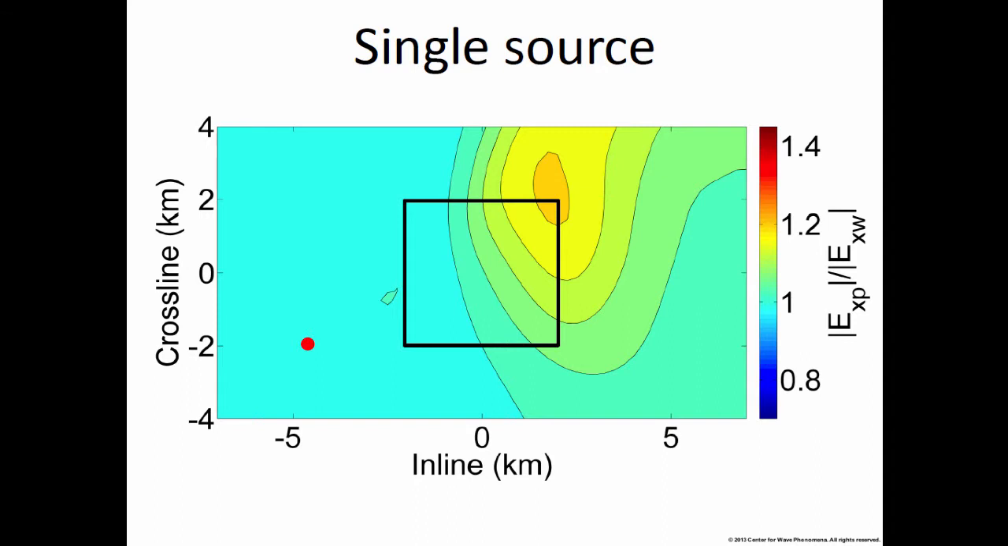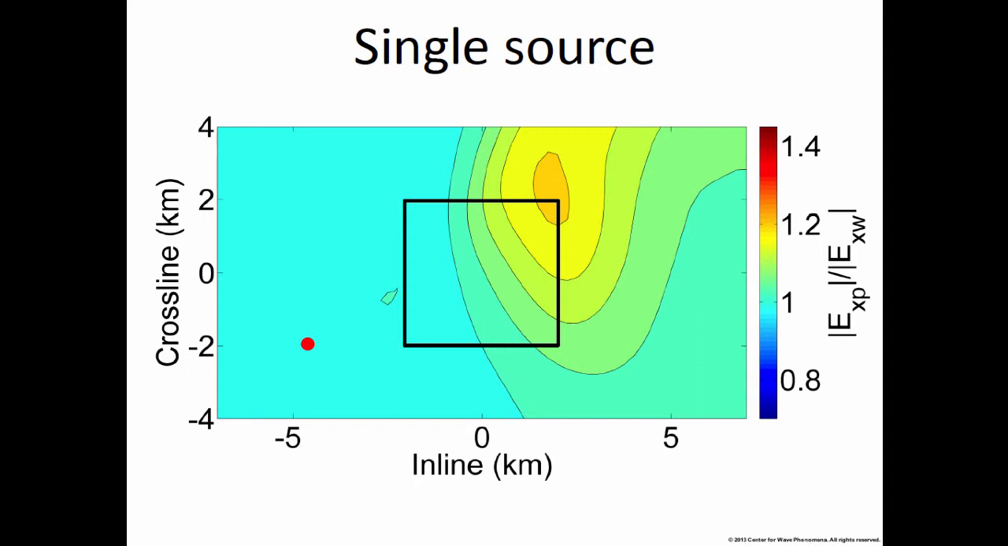And again, the value is the ratio between the absolute value of the electric pay field over the absolute value of the electric wet field. And you can see that the maximum of this field is offset from the source. And that's because it's larger source-receiver offsets that contain information about the reservoir.